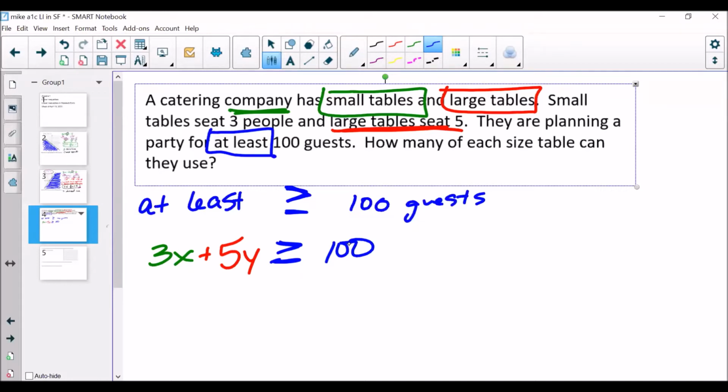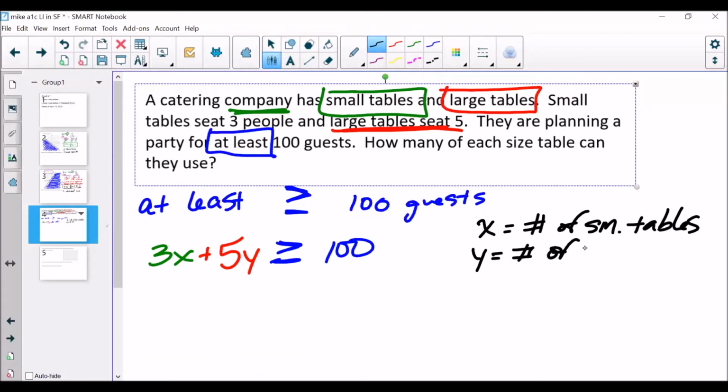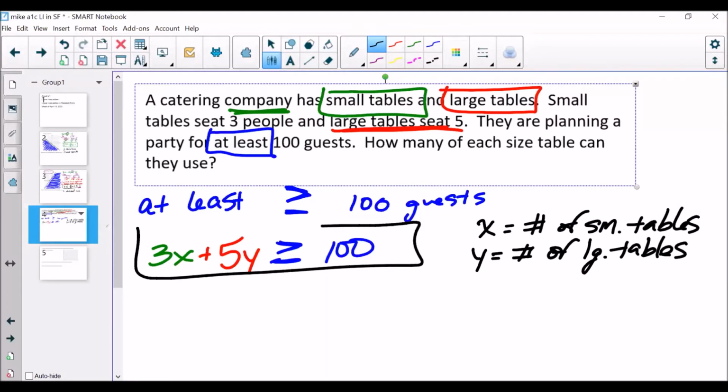All right. Now, let me start off here by just kind of labeling some things for you. Our x value here would be the number of small tables. I'm going to abbreviate the word small. And the y value is going to represent the number of large tables. And we get that from our inequality right there.